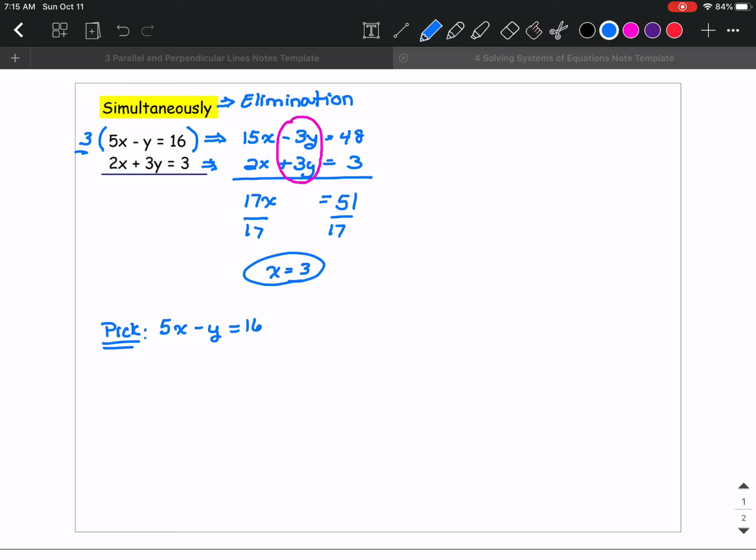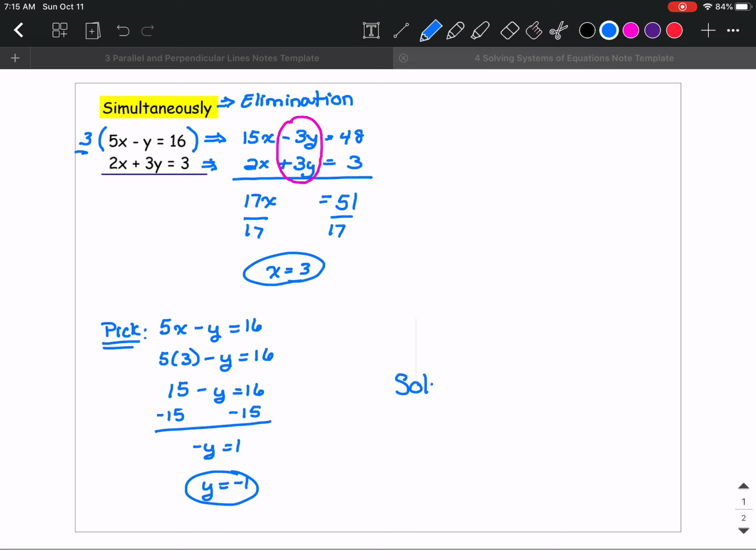And if I let x be 3, that's going to be 5 times 3 minus y equals 16. So 15 minus y equals 16. And if I subtract the 15 from both sides, I get negative y equals 1, which means that a positive y is negative 1. Last step, write our solution in the correct form.